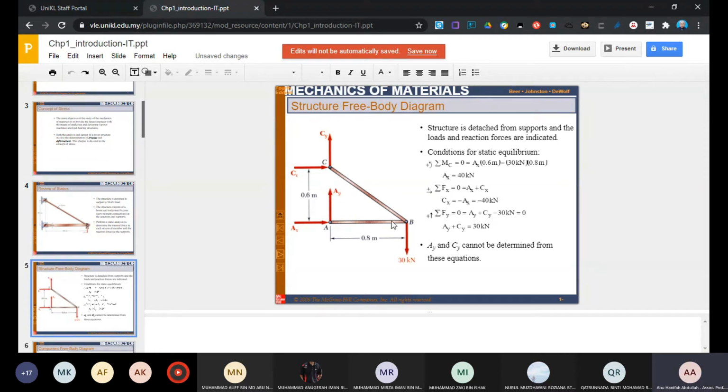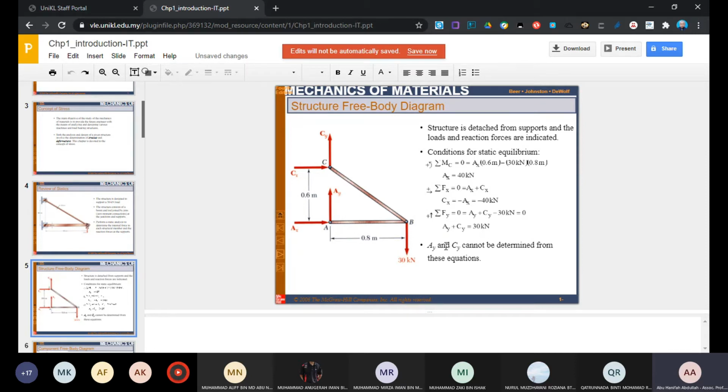So we do have here Cy and Ay, all these are in the vertical direction. So Ay plus Cy minus 30, here's the 30. Convention is positive if we point up, and now it's pointing down, so it's minus 30. So Ay plus Cy minus 30 equals zero. Now we have Ay plus Cy equal to 30.